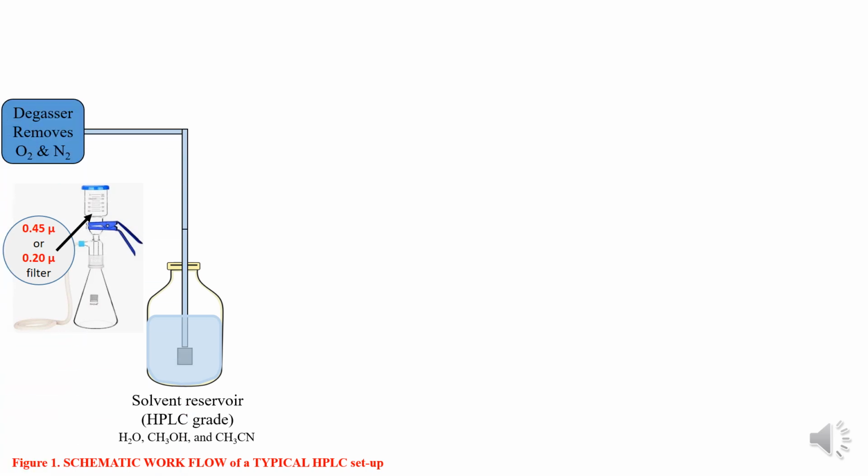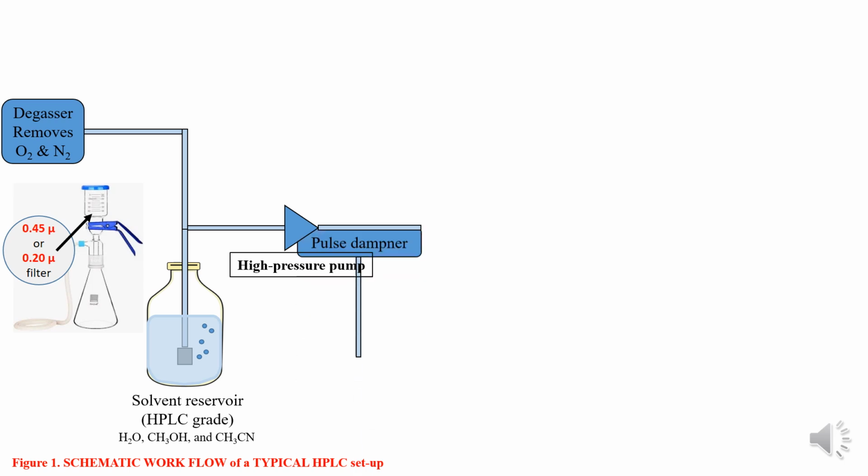A degasser removes any dissolved gases in the mobile phase. It removes dissolved gases like oxygen and nitrogen. And this can be accomplished by purging helium gas through the mobile phase. By doing that, the helium gas displaces or removes the dissolved gases like oxygen and nitrogen present in the solvent. A high pressure pump delivers the solvent from the reservoir onto the column.